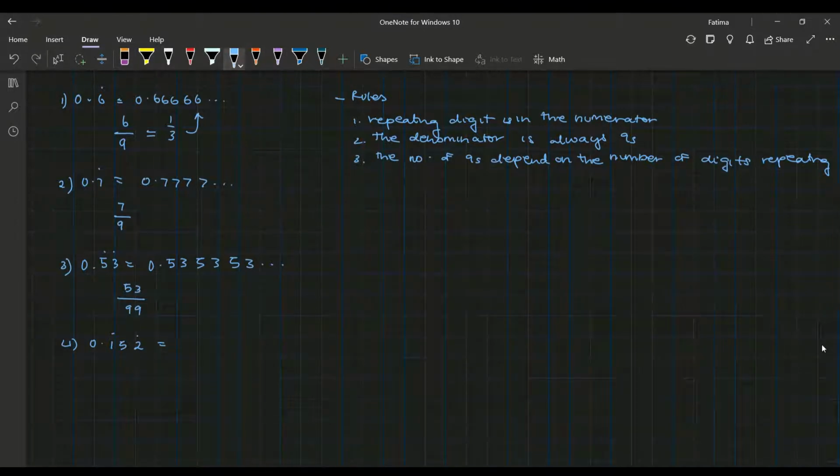So continuing for this question, in the same way, the digits which would repeat are 1, 5, 2, and the number of digits repeating are 3. Therefore, we'd have 3 nines in the denominator, so it would be 999. And I believe that cannot be further simplified, so we'd leave the answer as this.